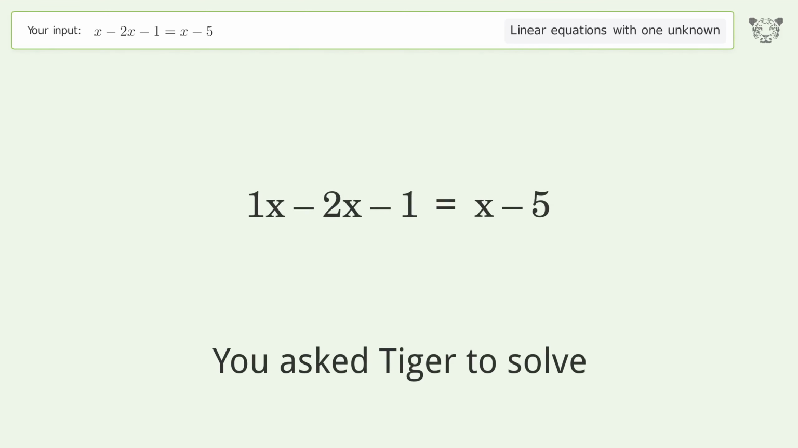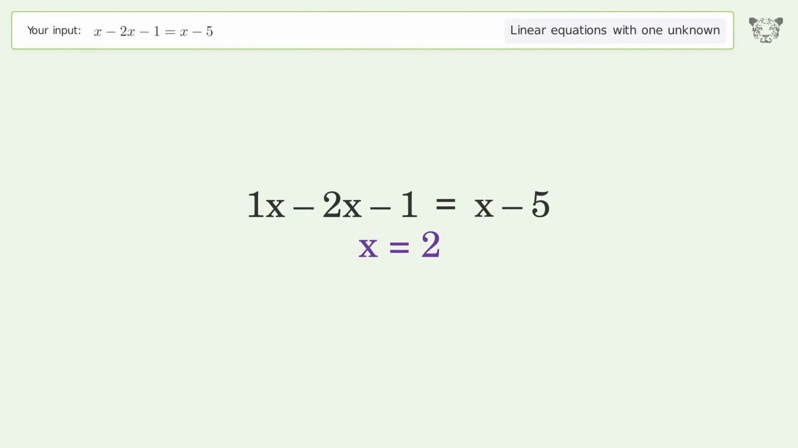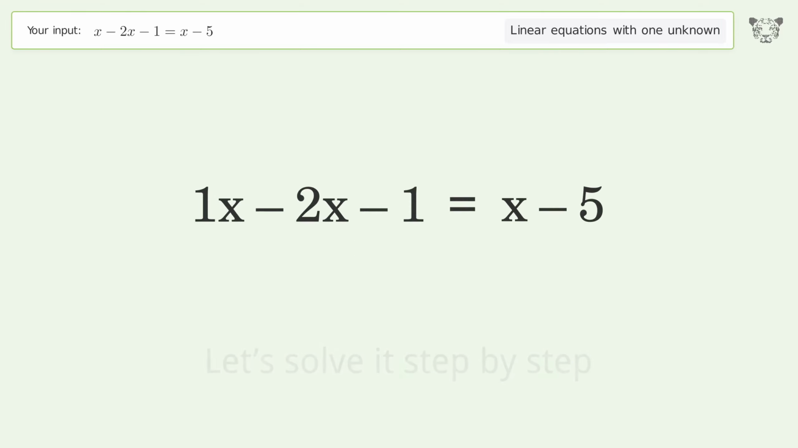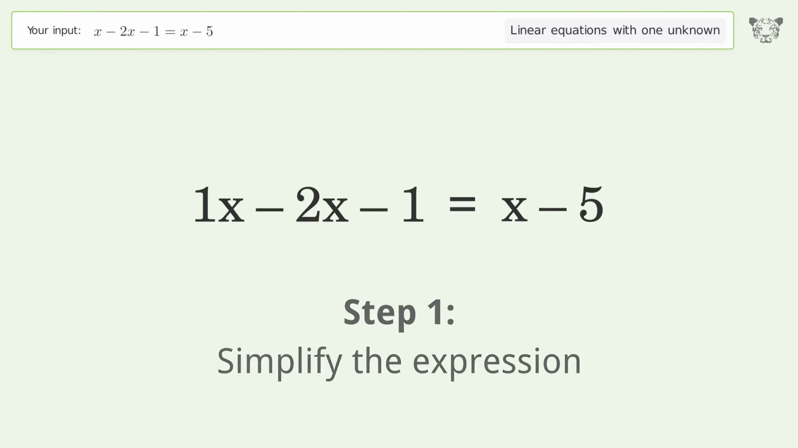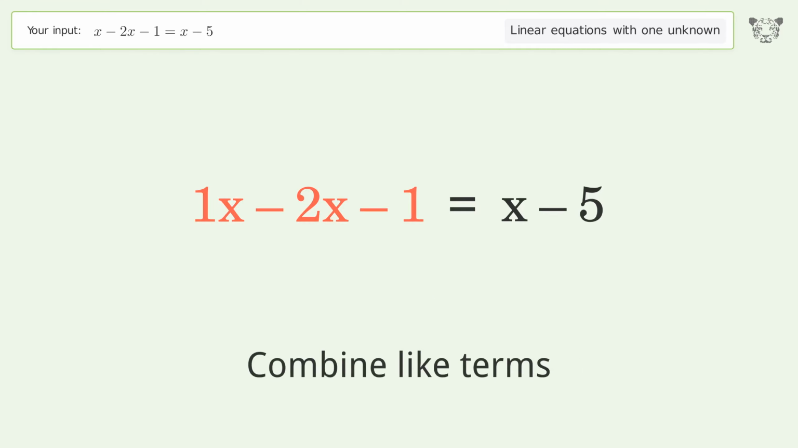You ask Tiger to solve. This deals with linear equations with one unknown. The final result is x equals 2. Let's solve it step by step. Simplify the expression. Combine like terms.